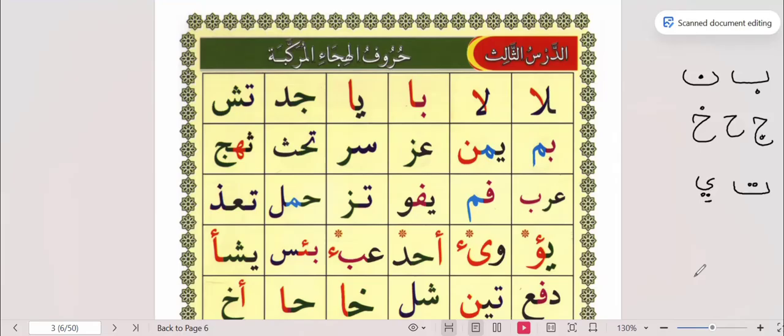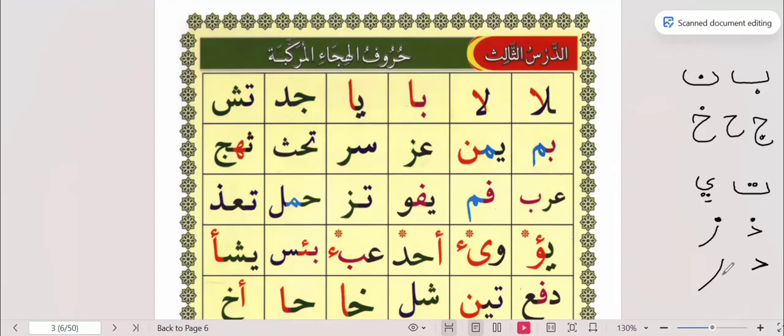Then there is one more question, like Dal and Zal, and Dal and Ra. There is a big difference between them. Letter Dal will be a sharp curve, whereas letter Ra will not be a sharp curve. Dal and Zal carry a sharp curve, with a dot on Zal, whereas letters Ra and Za do not carry a sharp curve, but Za has a dot at the top.